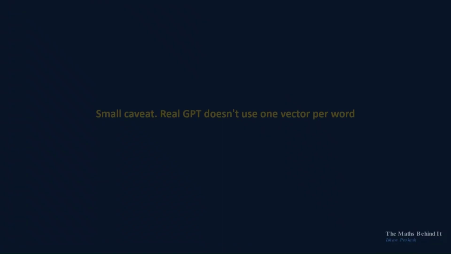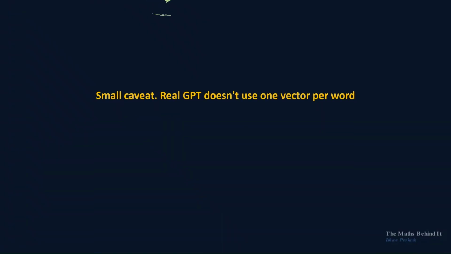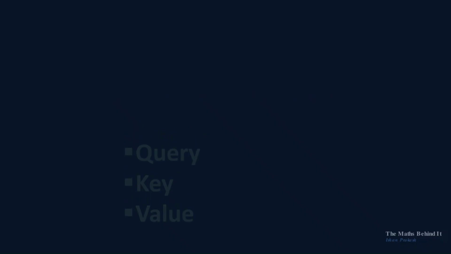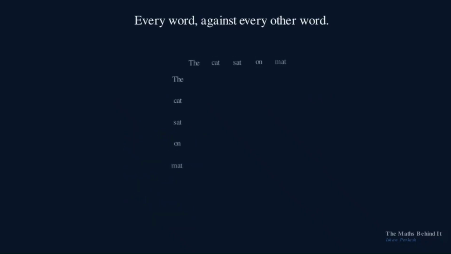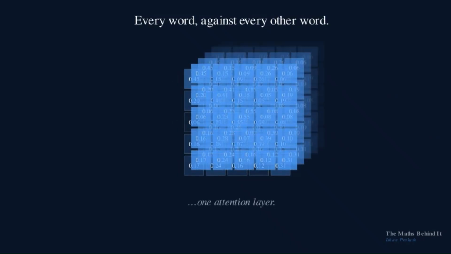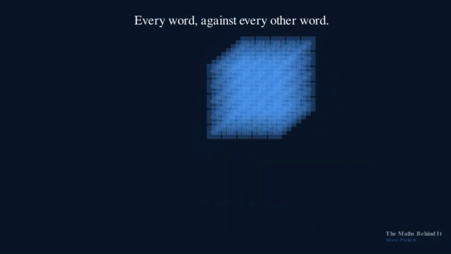Small caveat. Real GPT doesn't use one vector per word, it uses three. Query, key, and value. Same operation, slightly different roles. But the core move, take two vectors, dot them, use the result as a weight for how much one thing matters to another, is the engine. A 1,000-word prompt means 1,000,000 dot products in a single attention layer. GPT has around 100 layers. You just ordered 100 million dot products for one reply.